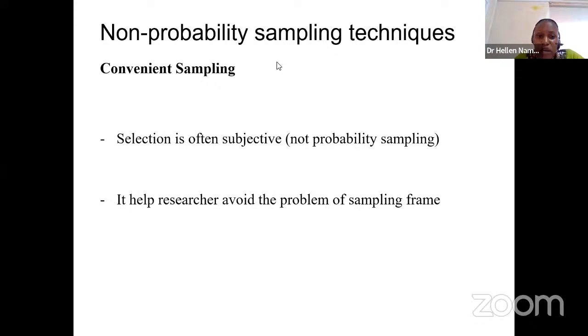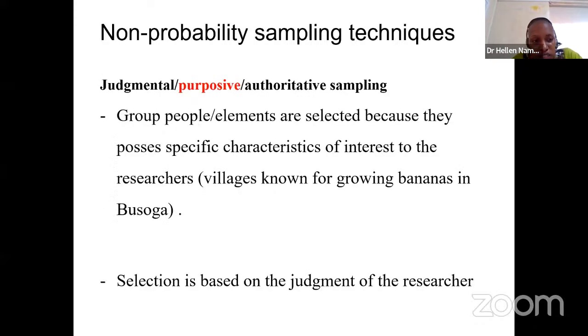So it is convenient, but it also goes back to the type of study that you're looking at, such that by the end of the day, you ask yourself, I'm working on study A and B because of this and this, so the convenient sampling procedure will be the appropriate one. All these other ones we are looking at are non-probabilistic in nature. So that is the convenient. It helps a researcher to avoid problems of a sampling frame, but you have to ensure that most of the time the selection is often subjective.